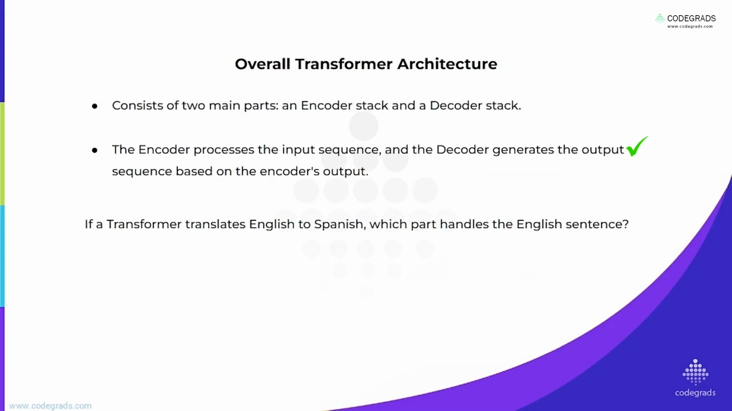The encoder only reads and encodes the data, while the decoder generates output word by word. The encoder has multiple layers, while the decoder has similar layers but with extra layers. In the encoder, we use self-attention, while in the decoder, we use self-attention plus cross-attention.